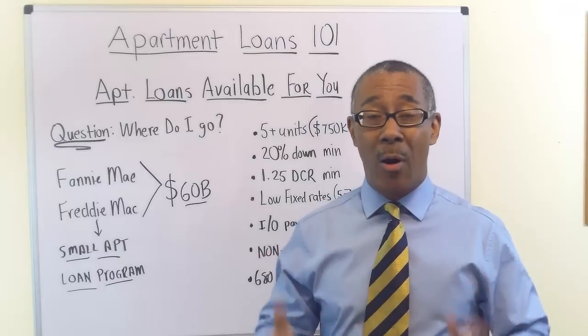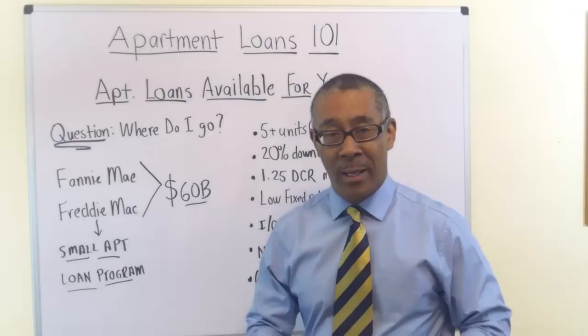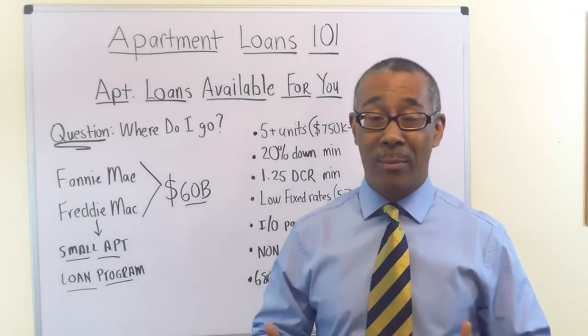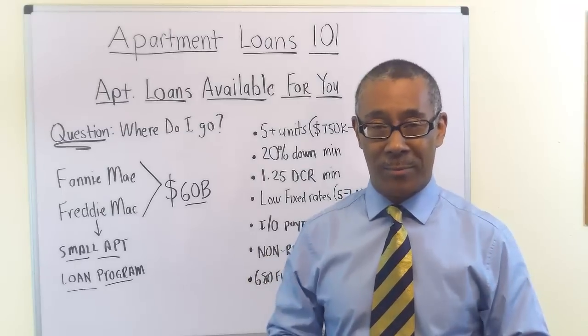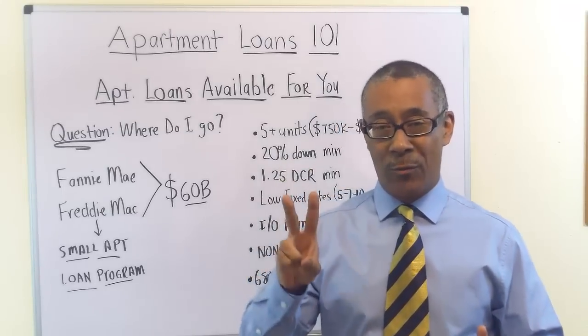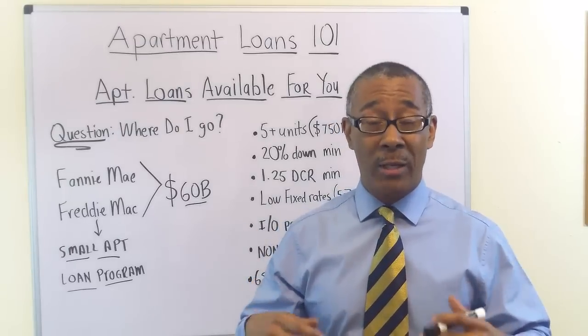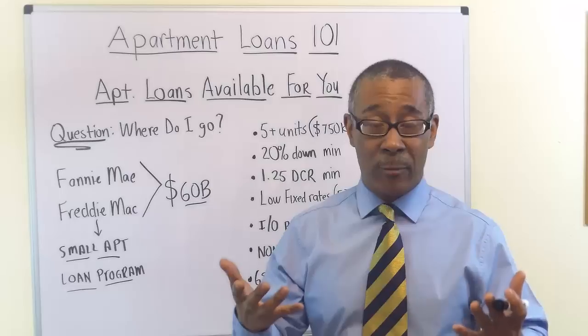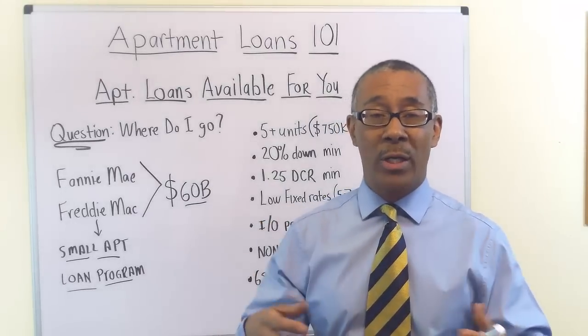Number 5, apartment loans available for you today. Let's get started. The first question you probably have for me is, Peter, where do I go to get an apartment loan? Well, the answer is twofold. Number 1, you can go to your local small bank or even a national bank and request a loan there. And number 2, you can take it to what we call a mortgage broker.